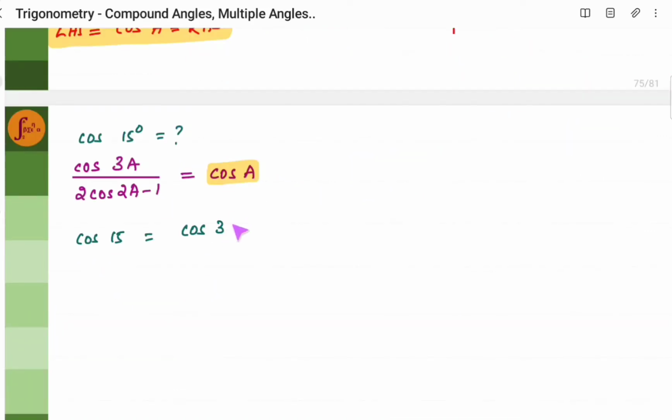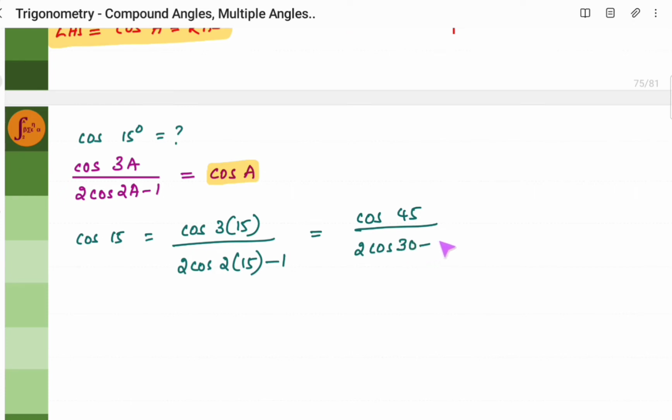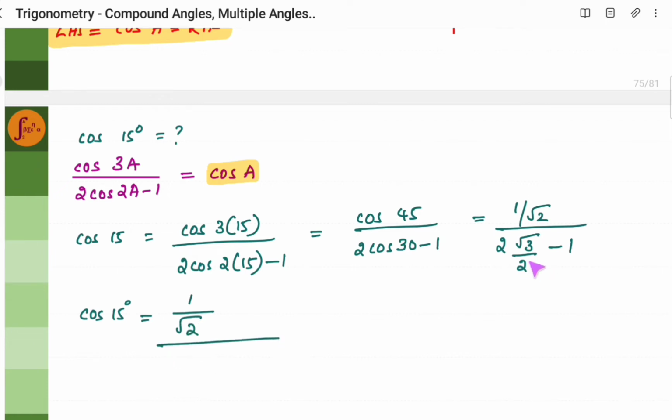So cos 3 into 15 by 2 cos 2 into A, that is 15, minus 1. So we'll get cos 45 by 2 cos 15 into 2 is 30, minus 1. What is cos 45? Cos 45 is 1 by root 2. And what is cos 30? Cos 30 is root 3 by 2. So if you simplify this, you'll get 1 by root 2 by 2, and the 2 will get cancelled. So we'll be left with root 3 minus 1.